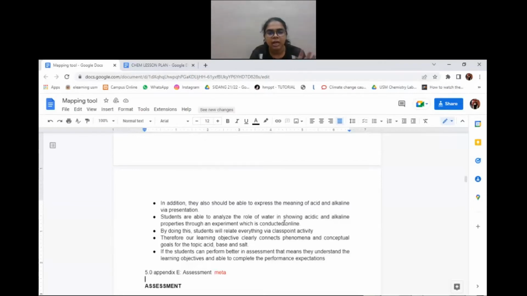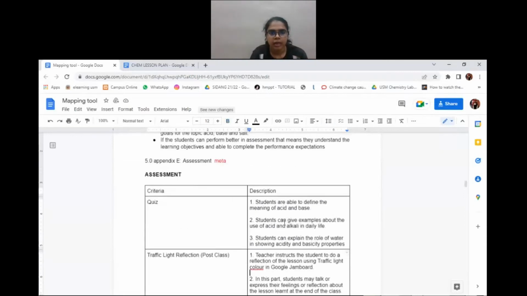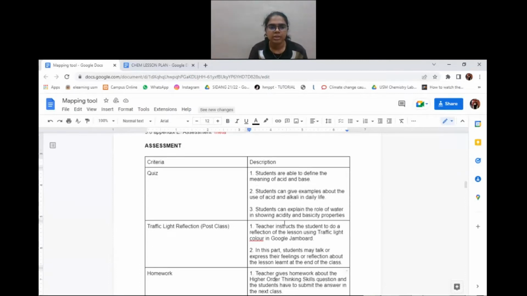If the students can perform better in the assessment, that means they understand the learning objective and are able to complete the performance expectation. For Appendix E, the assessment, we have chosen three criteria: quiz, traffic light reflection, and homework. For the quiz, students are able to define the meaning of acid and base, give examples of the use of acid and alkaline in daily life, and explain the role of water in acidity and basic properties.